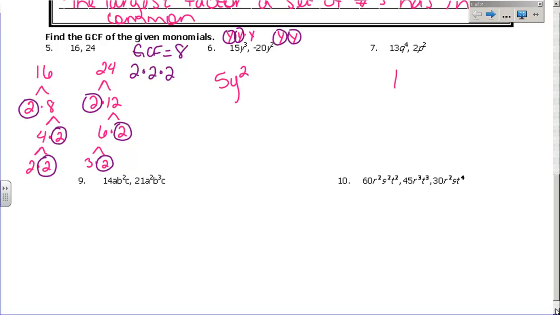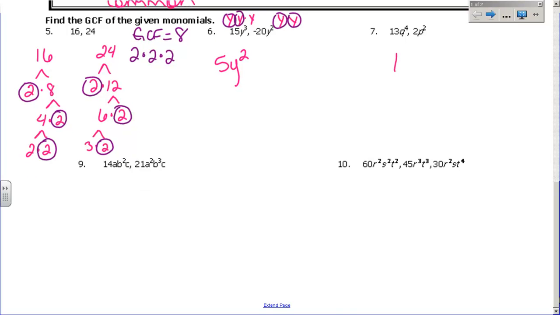So let's do one of these that is pretty big. So let's look at number 10. Number 10 has 3 numbers, 60, 45, and 30. And I need the biggest number, the greatest common factor that will go into all 3. Well, it happens to be 15. 15 will go into 60. It will also go into 45. It will also go into 30. There is not a bigger number that will go into all 3.